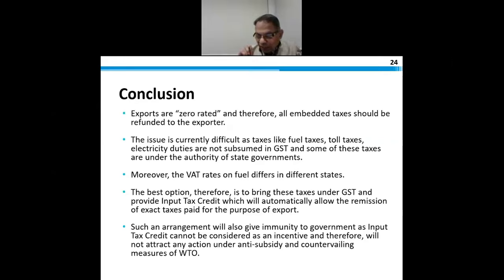And there is one more very important aspect of this. Such an arrangement will also give immunity to government as input tax credit cannot be considered as an incentive and therefore will not attract any action under the anti-subsidy or countervailing measures of WTO. Because the way abroad VAT is charged and you get the credit, same thing will apply. Nobody will be able to question you on this particular issue. It will save further litigations, things like that.